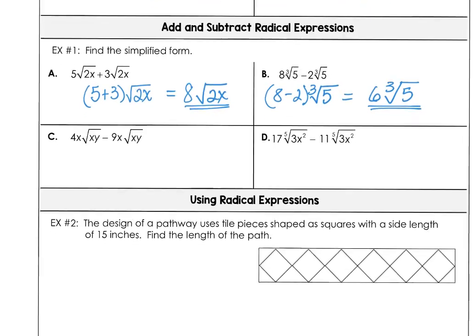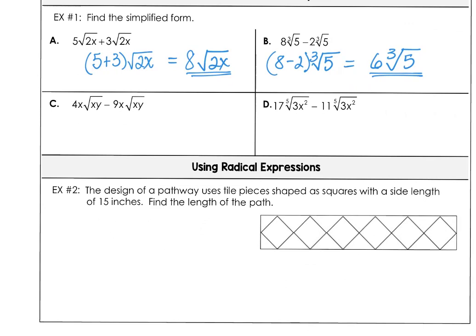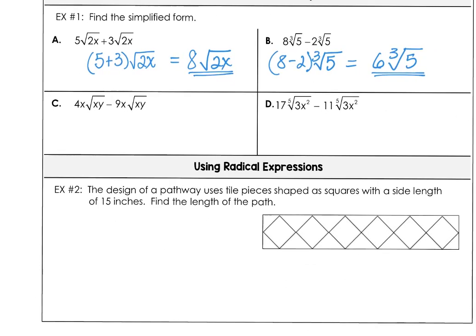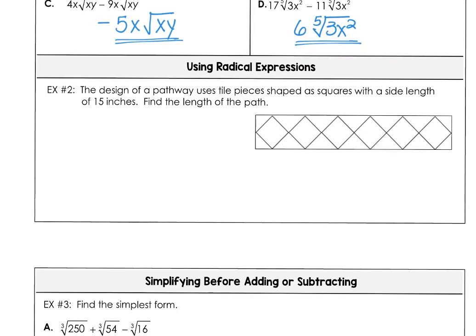In part C, 4x minus 9x, they're both square root of x times y. So 4 minus 9 would give us negative 5x times the square root of xy. And lastly, 17 minus 11 is 6, and the common term is the 5th root of 3x squared. So combining like terms is pretty straightforward. You can see how they just behave like radicals.